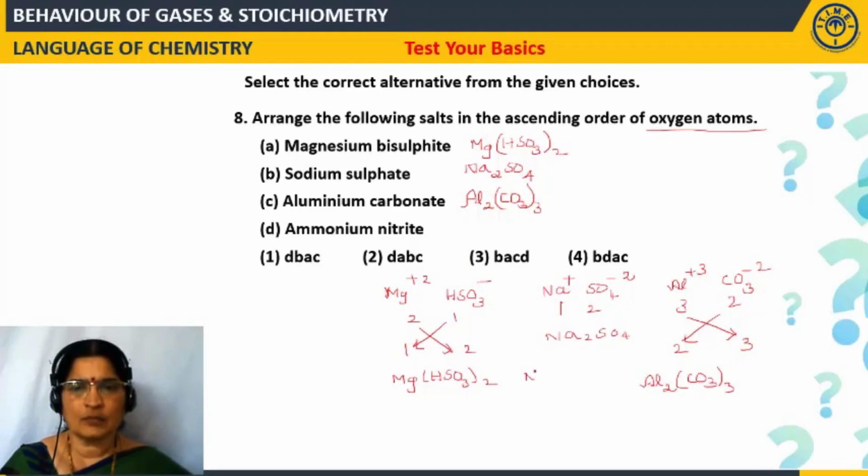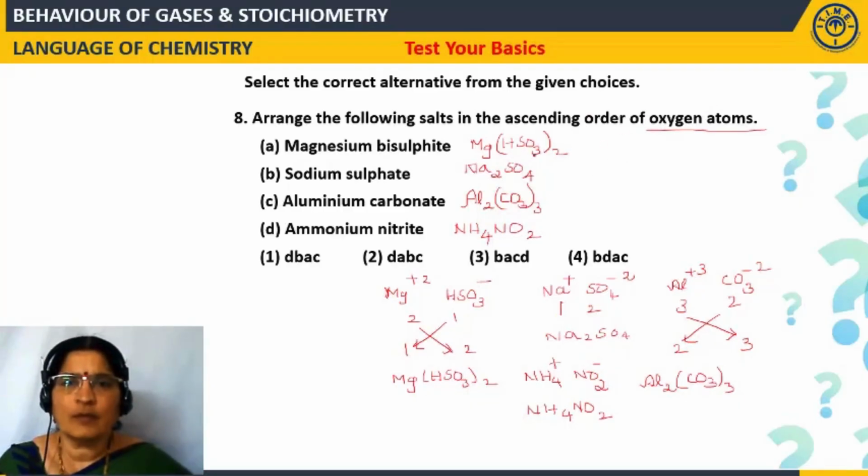Ammonium nitrite. Ammonium is NH4 plus. Nitrite is NO2 minus because it is formed from nitrous acid. Because both are monovalent, you just write the formula as NH4 and NO2. So let us write here NH4NO2. Right?